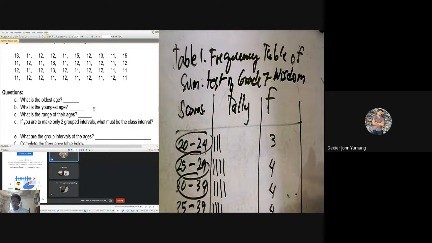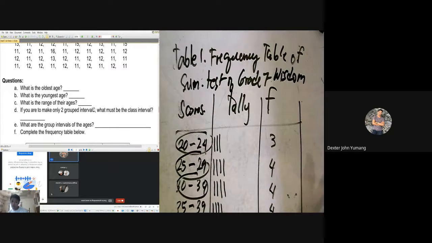Next, what are the group of intervals of ages? Ang group, ito po yung mga groups. Ito po, ito lahat. Tawag dito, interval. But at the same time, groups din po ang tawag niyan. Next, you are going to make the frequency table. Okay? I hope the activity number 2 is very clear to you.